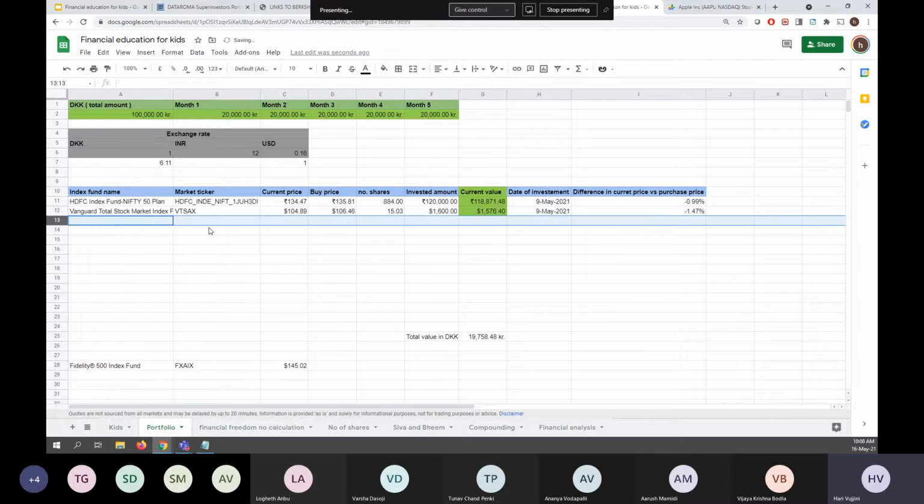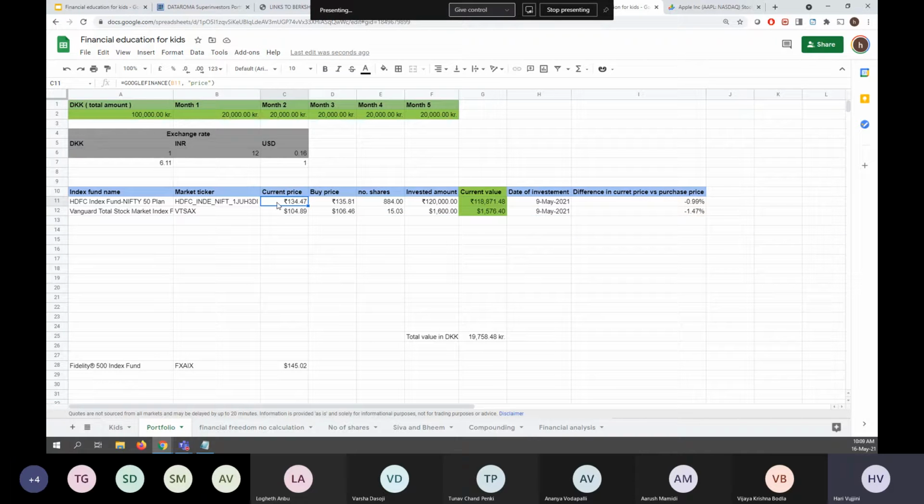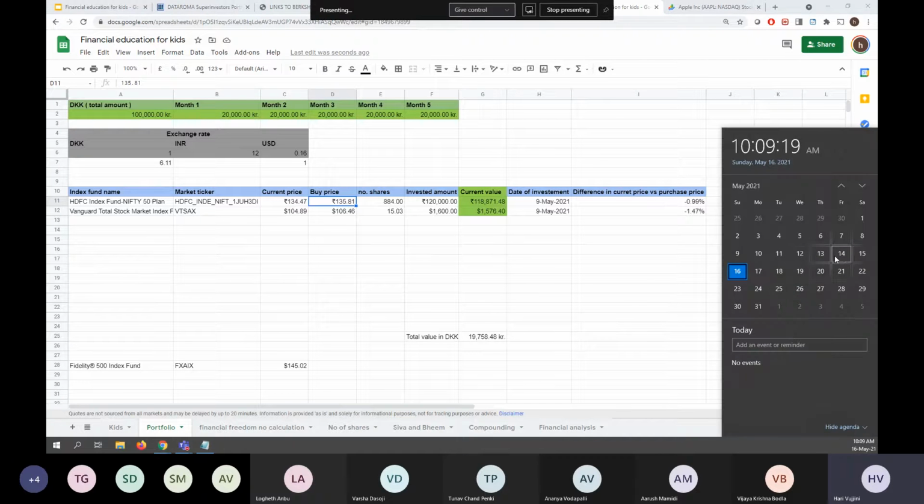Right? The market works from Monday to Friday. They don't work on the weekends. They are not open on the weekends. So this price is from Friday. So 134 Indian rupees, and for VTSAX it's 104 US dollars. This is the buy price. This is the price we bought last week. So we bought it last session. We had it on the 8th, right? So I bought this on the 8th. So 135 rupees, 106.